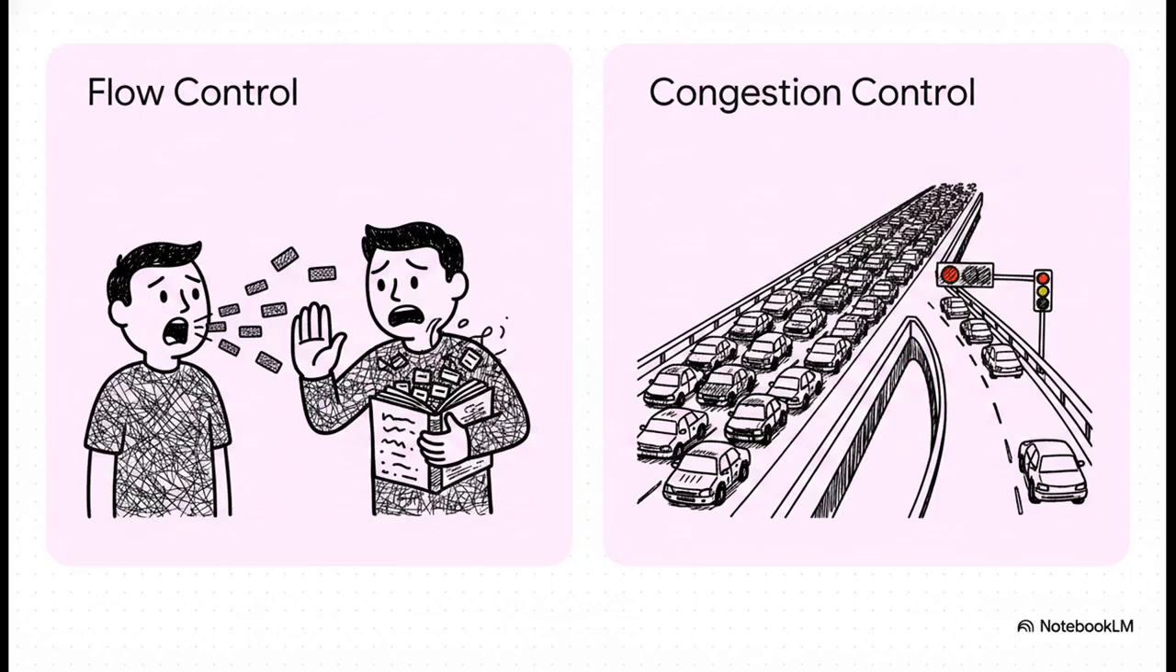But then there's congestion control. This is about protecting the network itself. This is more like those traffic lights on the highway on-ramp. They're trying to prevent a total gridlock by controlling how many cars get on the road.